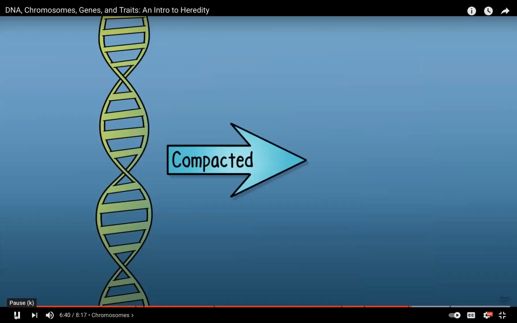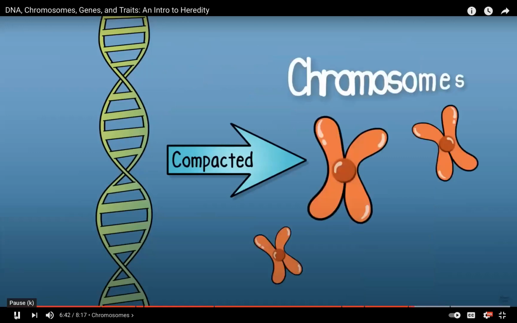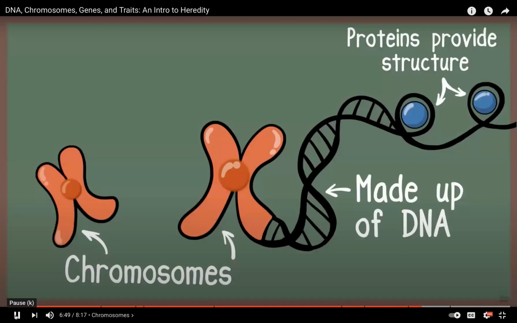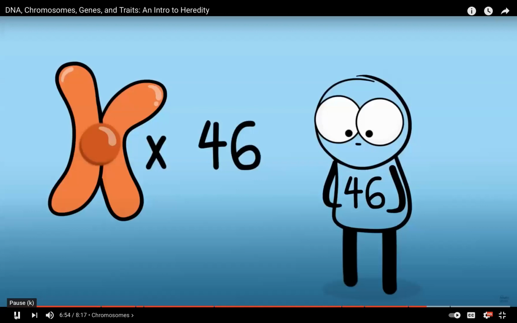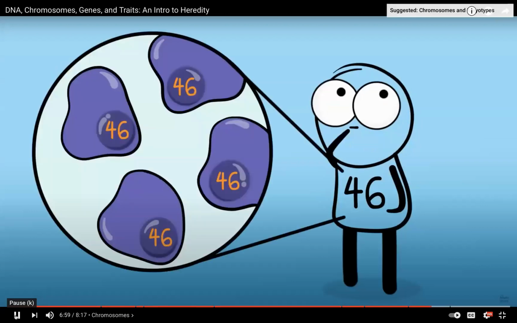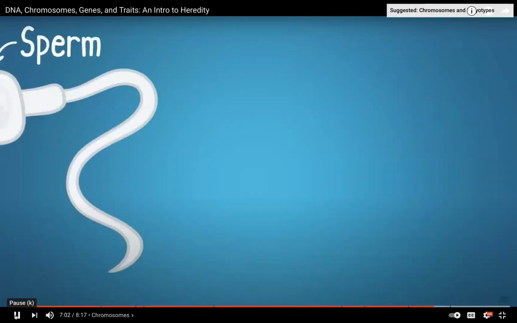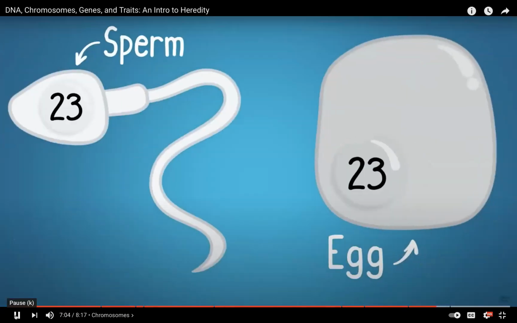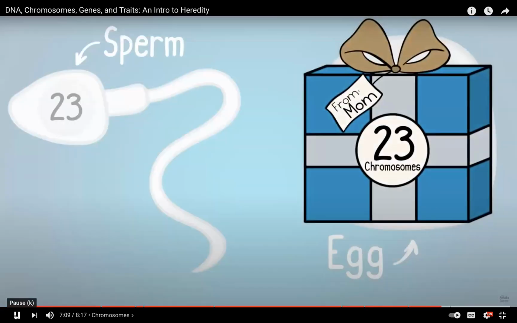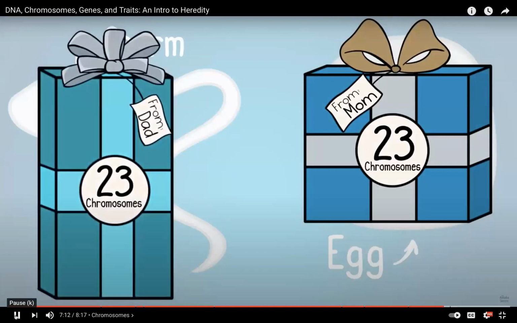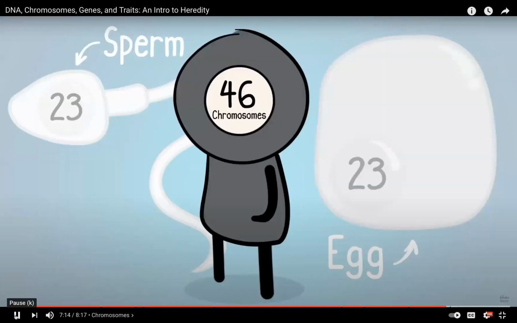When it's compacted, it can be organized into a unit called a chromosome. Very helpful when you're trying to make more cells and you need to get the DNA into those new cells. Chromosomes in your body involve DNA wrapped around protein structures. Humans have 46 chromosomes. That means nearly every body cell in your body has 46 chromosomes. Human sperm and egg cells, on the other hand, each contain 23 chromosomes.